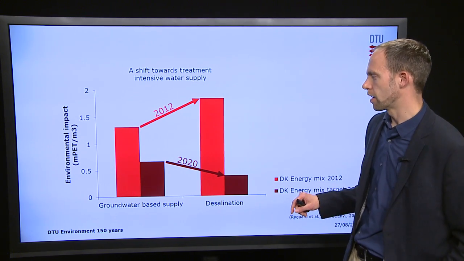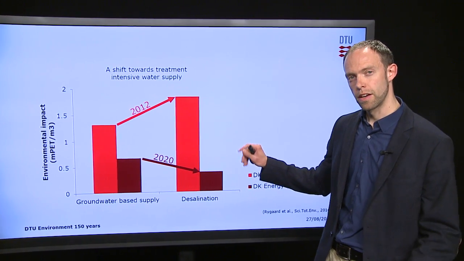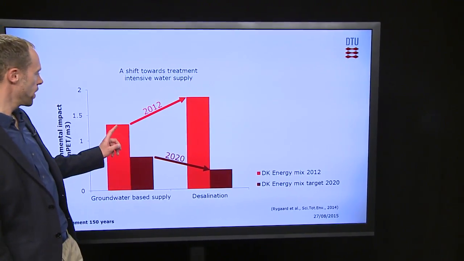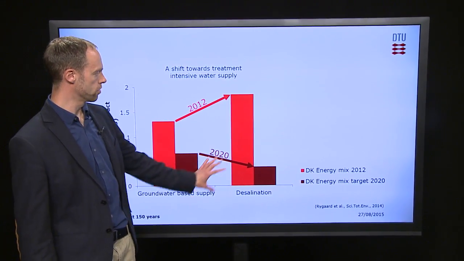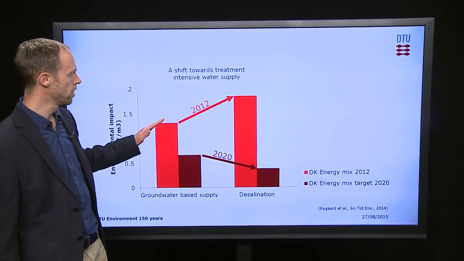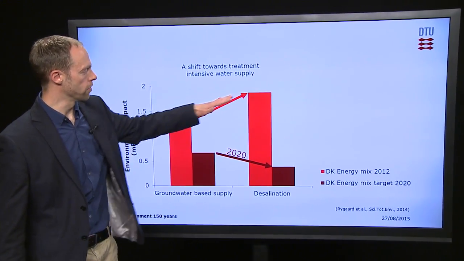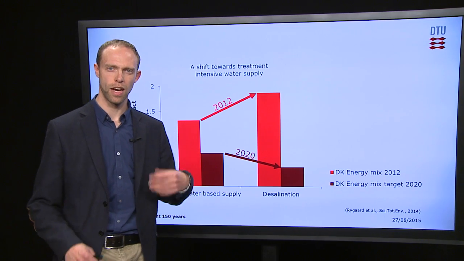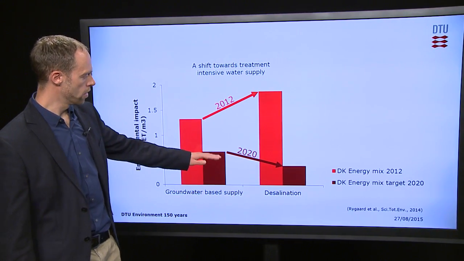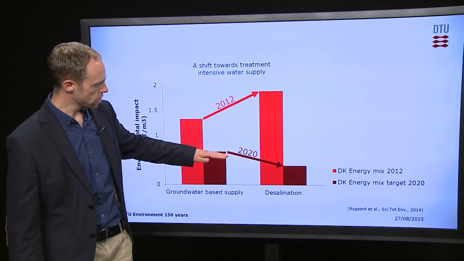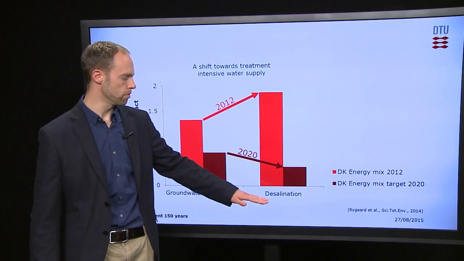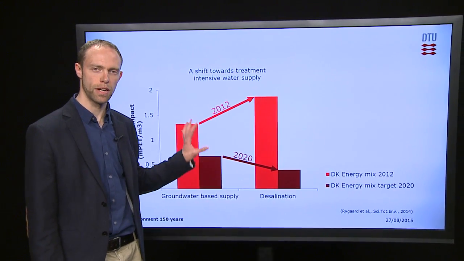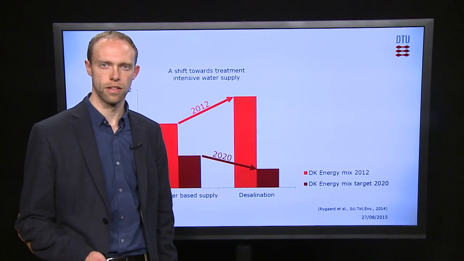In the current system as of today, we have a lot of fossil fuels in our energy mix, and that means that moving from groundwater based to desalination, increasing the intensity of the treatment, we will increase the environmental impact from the system. But in the very near future, 2020, with a larger share of renewables in our energy systems, we may actually see a reduction. And that reduction in environmental impacts is mainly due to the fact that we can provide a better water quality with desalination. Of course, we could do the same by softening the already hard Danish groundwater.